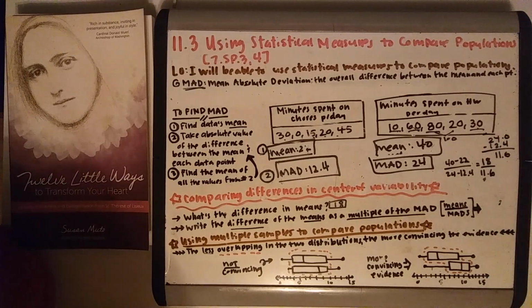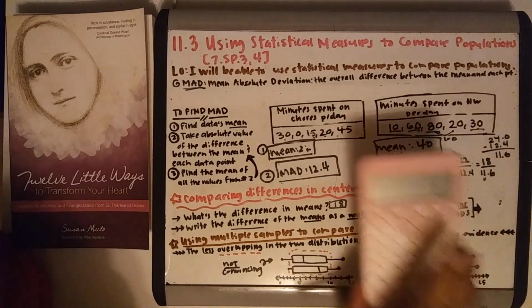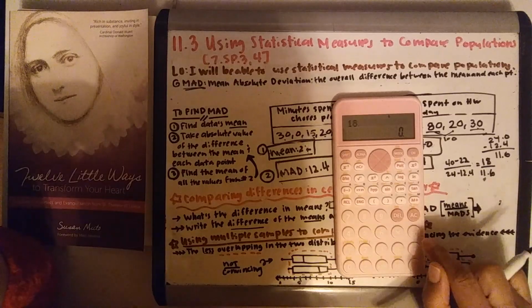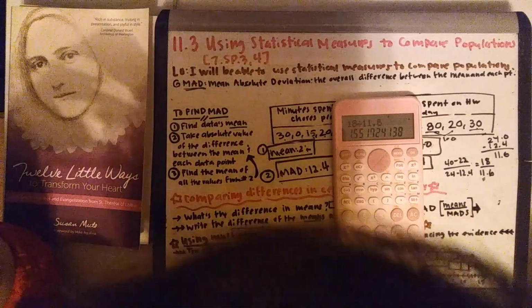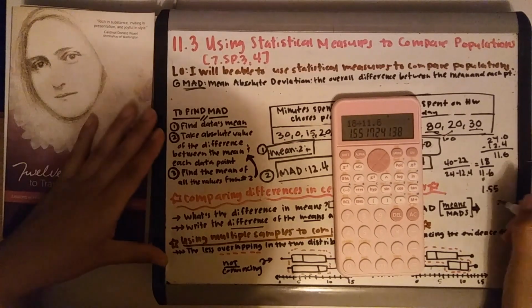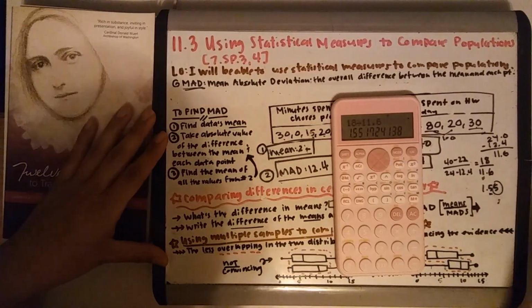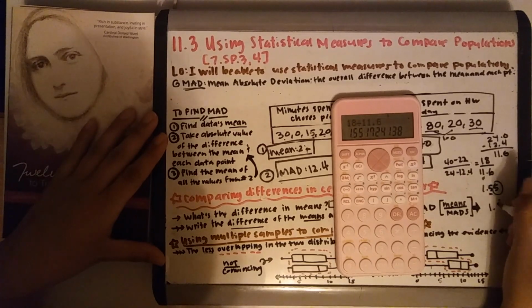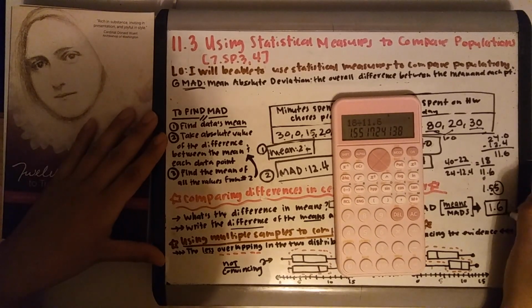That's 11.6, and this is when I'm going to use my calculator. So then I divide those two. I get 1.55. It asks me to round to the nearest tenth. I'm going to stop here and look over here, that's 5 or higher, so I round up. So then this is going to be 1.6.